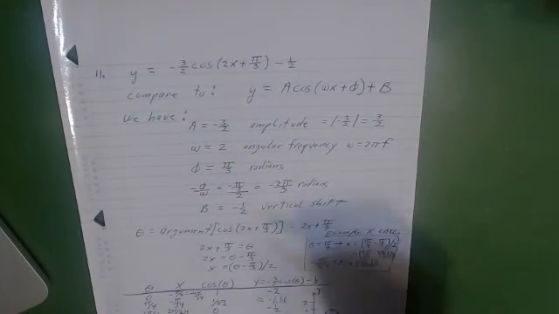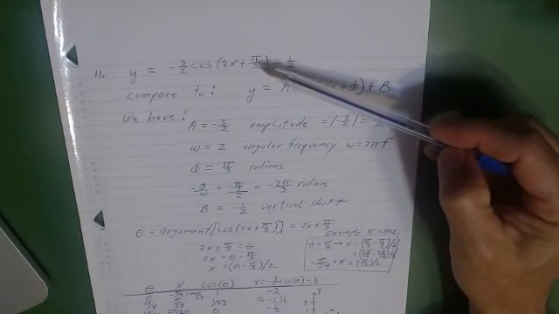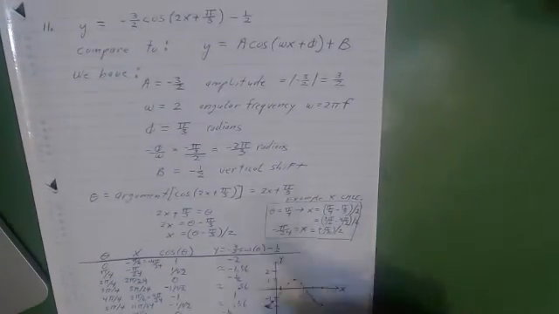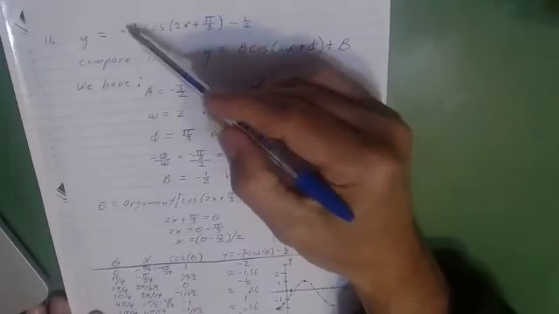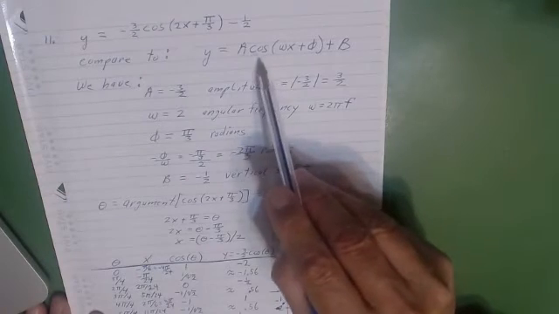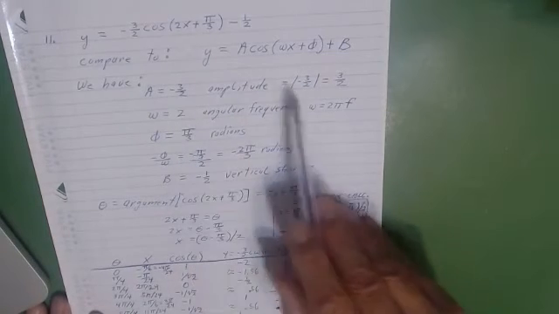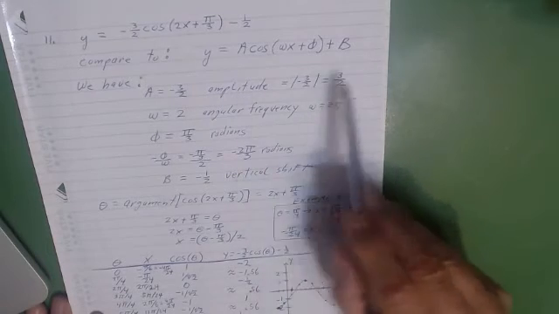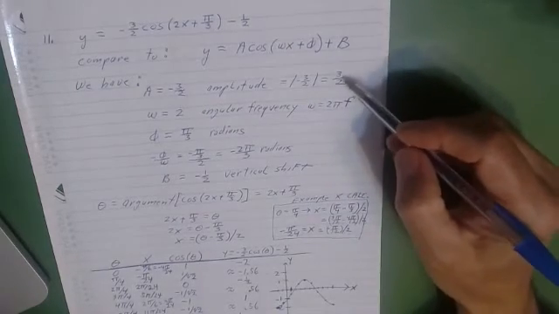Here we have y equals minus 3/2 times cosine of 2x plus pi over 3, minus 1/2. So we compare it to the standard form, a cosine of omega x plus phi, plus b, and we see that our a is negative 3/2, from this form. A something times cosine, negative 3/2 times, so that's a. Our amplitude is the absolute value of a. Absolute value of negative 3/2 is 3/2. So that's the peak height. That's how tall the peak's going to be on the sinusoid, plus and minus, right?